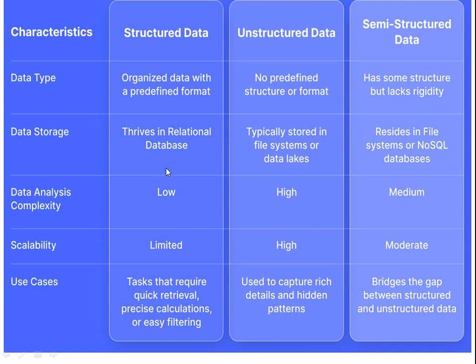For use cases, structured data is used for tasks that require quick retrieval, precise calculations, or easy filtering. You can use unstructured data to capture rich details and hidden patterns. And semi-structured is in between. It bridges the gap between structured data and unstructured data. So that was about these three data formats.